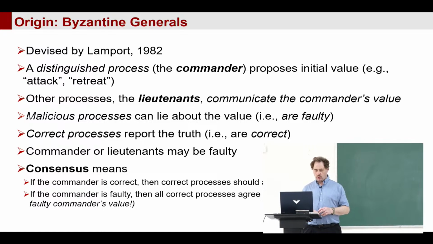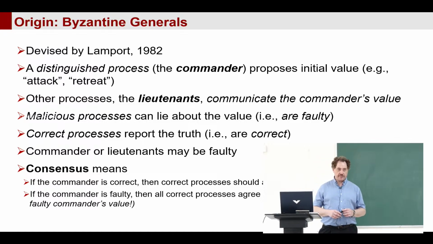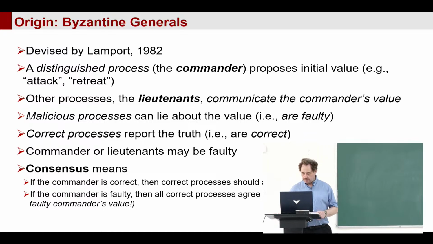So what do we want to achieve? Consensus means that if the commander is correct, then all correct processes should agree on the proposed value. And if the commander is faulty, then all correct processes would agree on a value, but not necessarily the value which was sent by the commander. So let's take a look at a few scenarios.